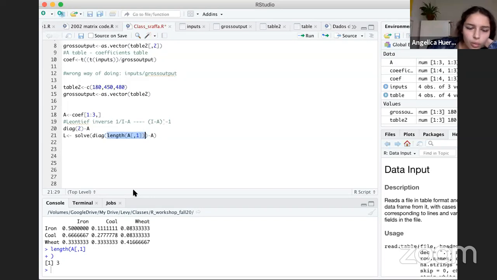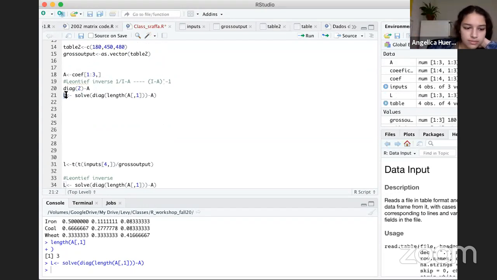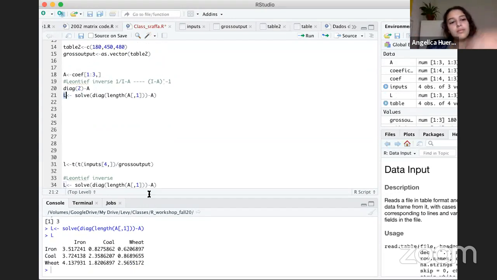And then why are we not taking the inverse right now? We are. That's what solve does. Solve is actually the command for inverting a matrix. So this is the identity, this is the A table, and this is the minus to the power of -1. Okay, thank you very much. That's very helpful. So that's our Leontief table.